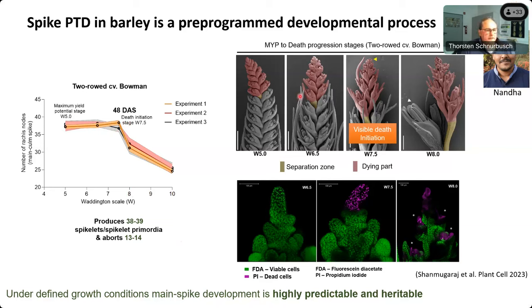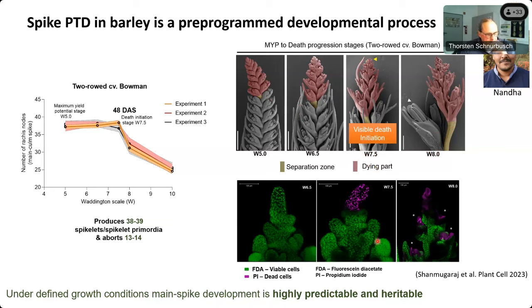And here you can see again at the different stages, colored in red, the actual spikelets which are going to be aborted in this cultivar, and only from, let's say, Waddington stage 7.5, you actually see here at the top that the primordia are visibly going to die.